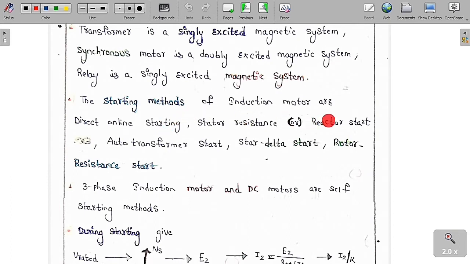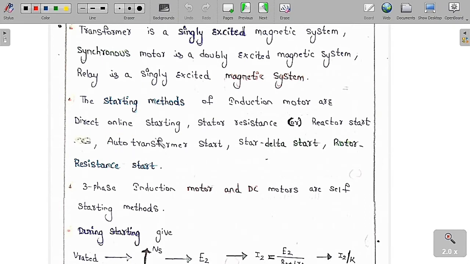The starting methods of induction motors are direct online starting, stator resistance or reactor start, auto transformer start, star delta start, and rotor resistance start. These are the different methods called the starting methods of induction motors. Direct online starting means the stator is always connected in delta fashion. Star delta means initially we assume the stator is in a star connection, and then we convert it into delta later. And then the rotor resistance start.